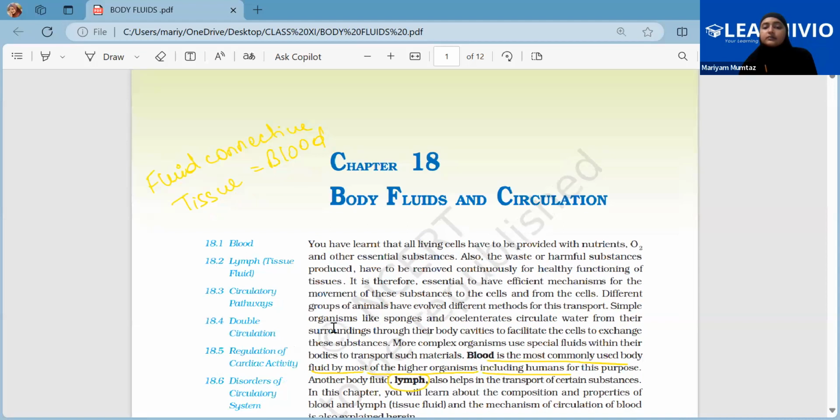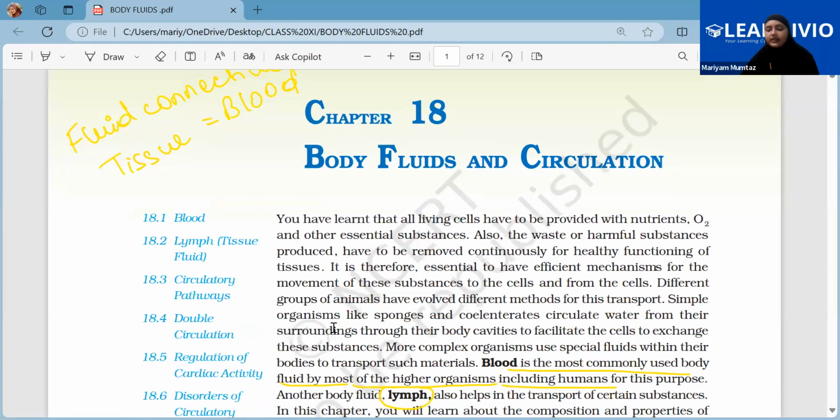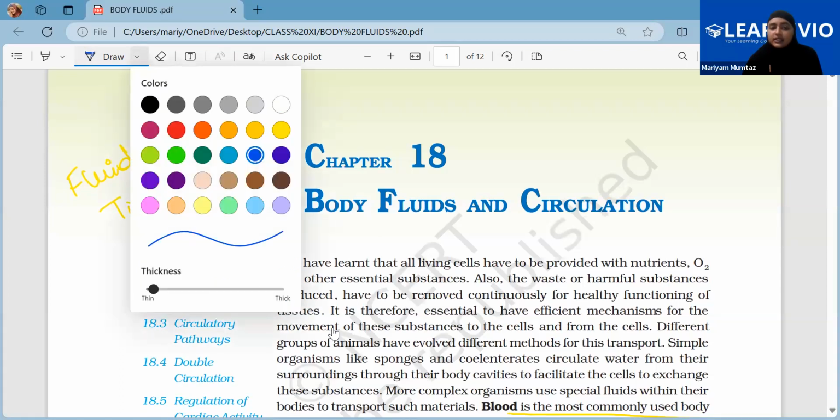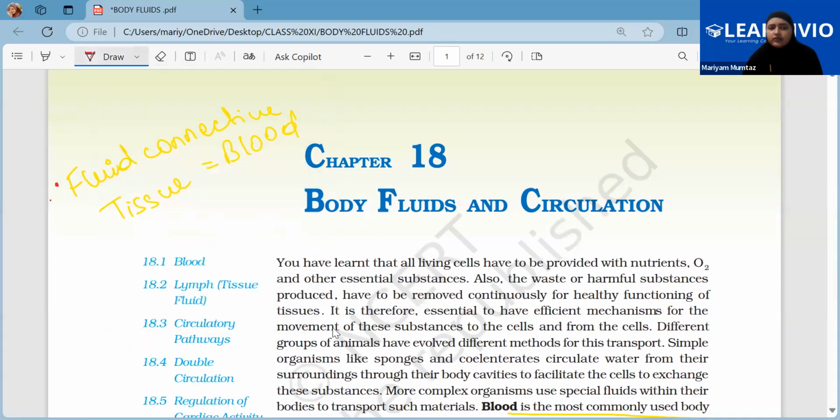Now, body fluids and circulation. The biggest thing that we are to know in this chapter is that every circulatory mechanism that happens in our body happens because of the presence of blood. Our blood is very famously known as the fluid connective tissue because it is liquid, and it is a connective tissue. Why is it a connective tissue? Because it is connecting all the different parts of our body.